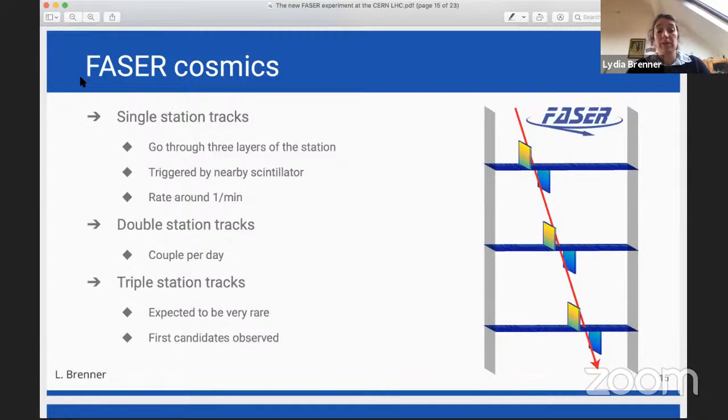Then we have some double station tracks. For this, we have a couple of events per day, which go through in a nice line with the scintillator, still through 2 of these stations. Then we have some triple station tracks. These are expected to be very rare, and the first candidate was actually just observed.